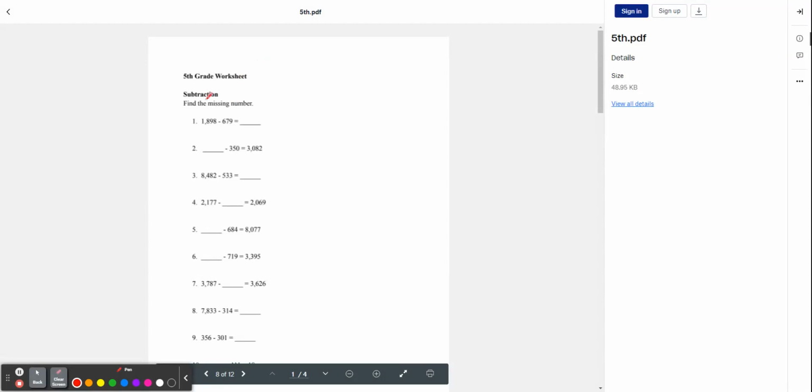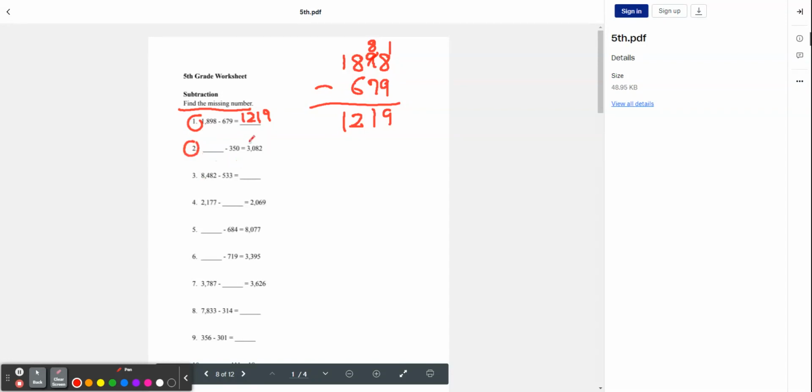So let's start with subtraction. We're going to find the missing number. Let's try 1. For this problem, all we have to do is just normal subtraction. 1898 minus 679. I'm going to borrow from 9. We get 18. 18 minus 9 is 9. 8 minus 7 is 1. 8 minus 6 is 2. 1 minus 0 is 1. So the missing number is 1219.